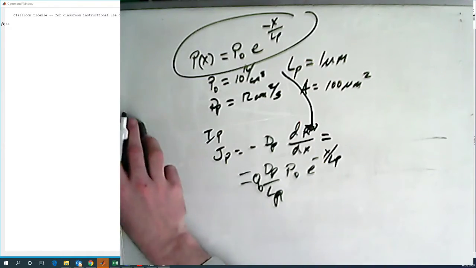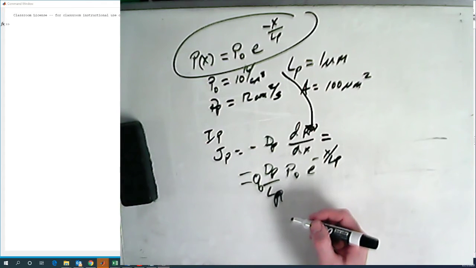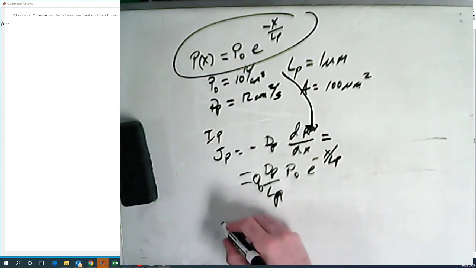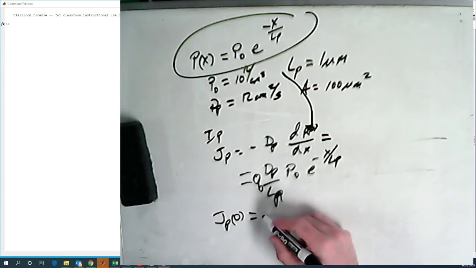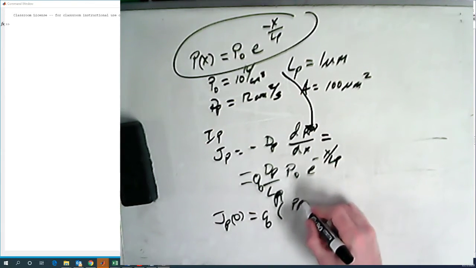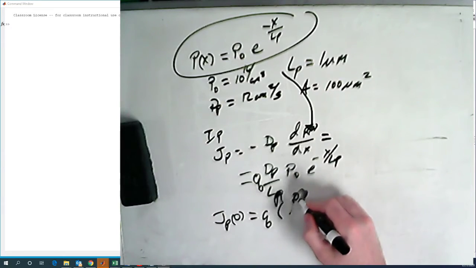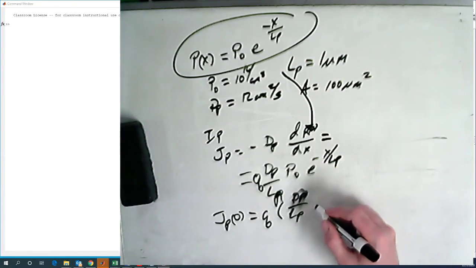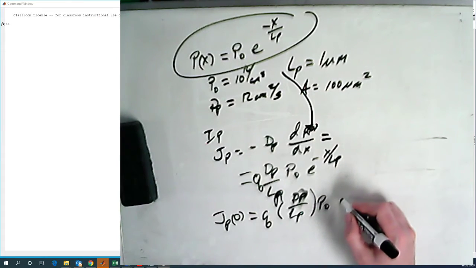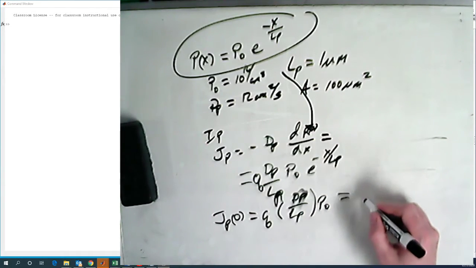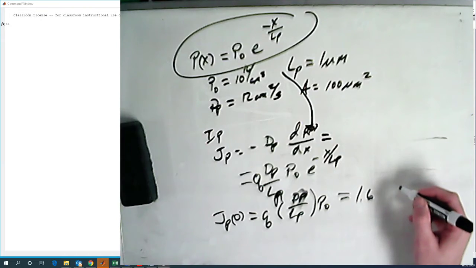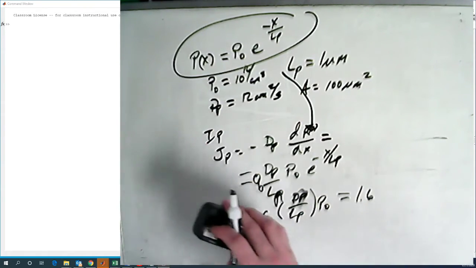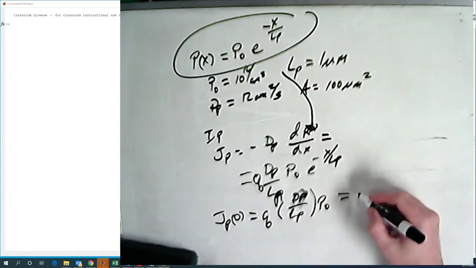What we know is that JP at 0 is equal to q dP over LP times P0, and that's just saying x is equal to 0. That gives us a place where we can start. We're going to come up with JP0 is equal to the charge of an electron times this.